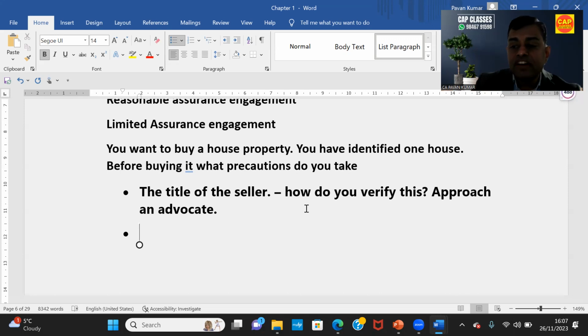Very good. So step one is over. Step one is over doesn't mean you will buy the house. So first thing you verify is the title. Second thing you verify is valuation.